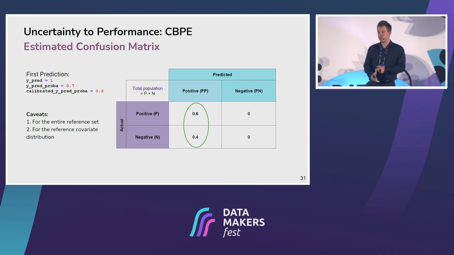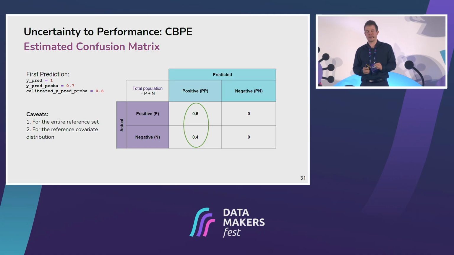There are a few caveats. First of all, it only works if we look at the entire reference set at once, so the entire test set. And it only works for the current reference covariate distribution. That also means we cannot directly use it to estimate model performance under covariate shift, because we are assuming there's no covariate shift here. Turns out this assumption can be violated, and the algorithm still works quite well. We also figured out a way to make sure this assumption is not violated, so we can calibrate for any covariate shift distribution. But that will be another talk.